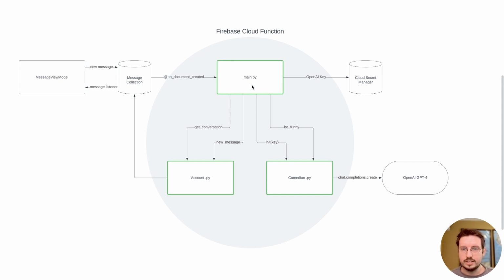We're going to take that conversation and pass it to the comedian along with the API key for OpenAI. The comedian is going to take that conversation and pack it into a request to OpenAI's GPT-4. The response will come back and the comedian will pull out the joke from the response.